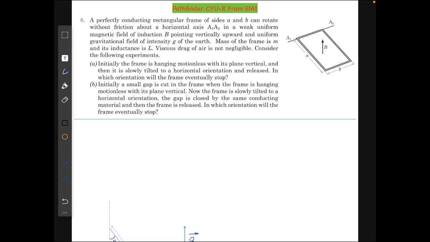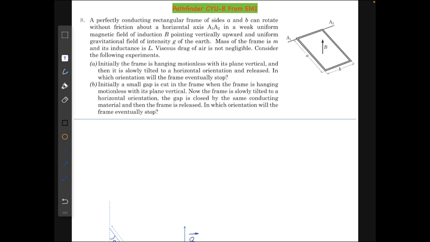Hello guys, here we have question number 8 from Check Your Understanding of the chapter Electromagnetic Induction from Pathfinder. Let's start. A perfectly conducting rectangular frame of sides A and B can rotate without friction about a horizontal axis A1A2 in a weak uniform magnetic field of induction B pointing vertically upward and uniform gravitational field of intensity g of the Earth. Mass of the frame is m and its inductance is L.